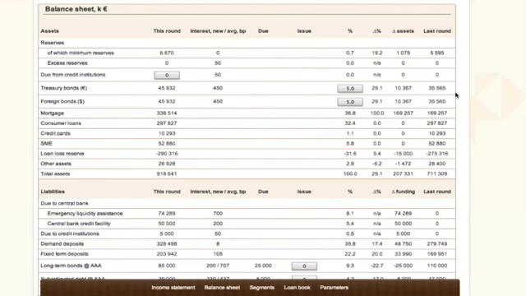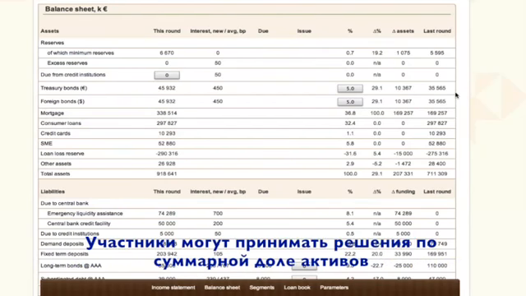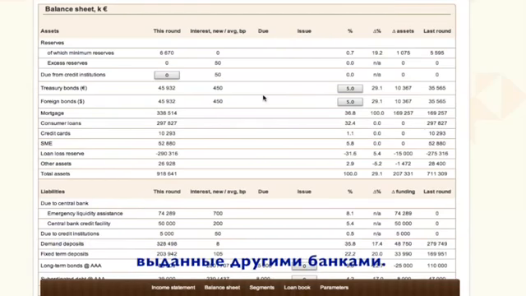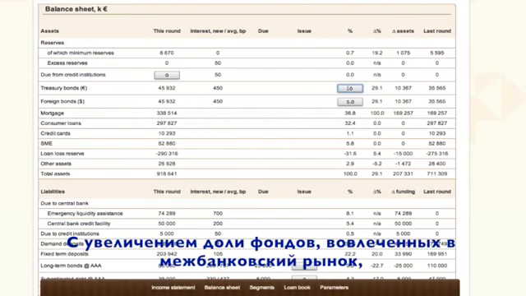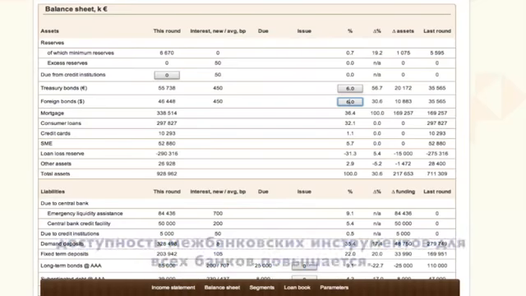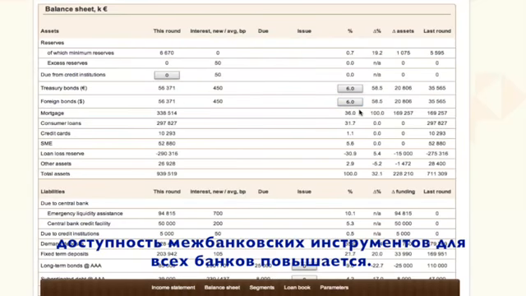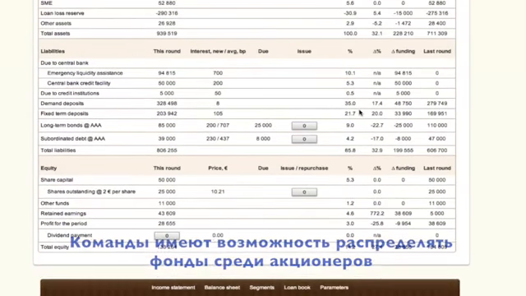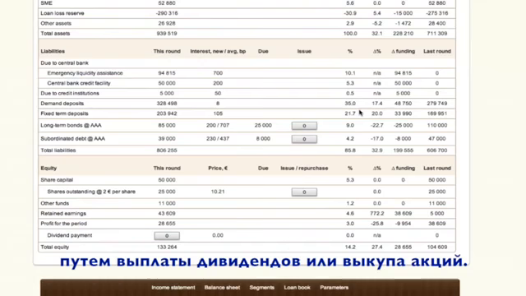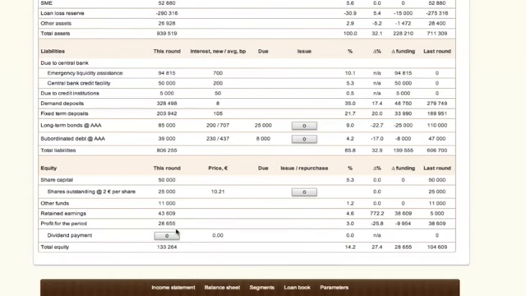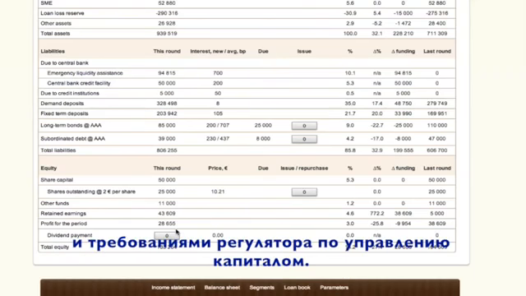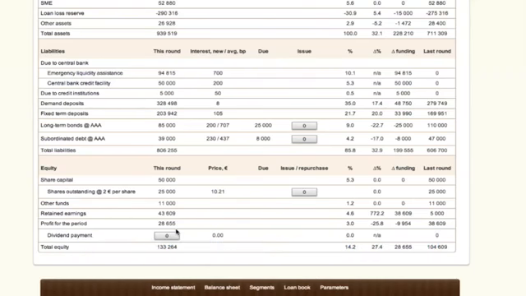In case there is a funding shortfall, the bank will first try to cover the gap by borrowing in the interbank market. On the asset side of the balance sheet, the participants can affect the share of total assets invested into long-term bonds and interbank instruments issued by other banks. The more participants are willing to commit funds to the interbank market, the better access each bank will have to this source of funding. Lastly, the participants have the option to distribute funds back to the shareholders either by declaring dividends or by buying back shares. The profit distribution is limited by the accumulation of profits from previous rounds and regulatory capital standards.